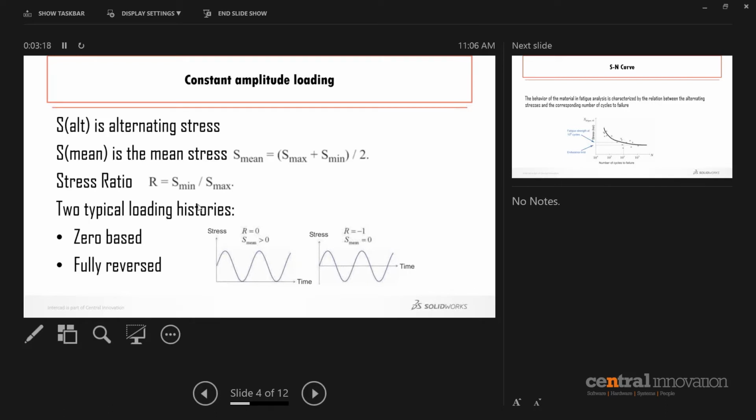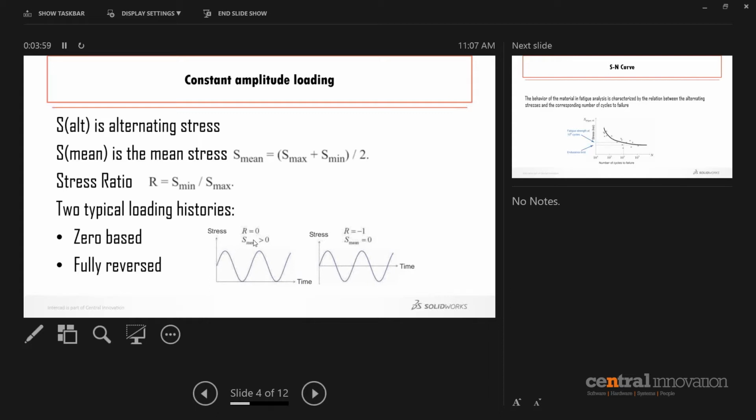When you talk about the stress ratio, the two most typical common cases are zero-based and fully reversed. When you do a fatigue analysis, I'm going to show you that in a model, you can say this fatigue analysis is zero-based or fully reversed. Or if it is neither of them, you can define the ratio. Obviously, this is something that you as an engineer have to calculate. The diagrams for the zero-based and reversed loading histories are shown in this slide.